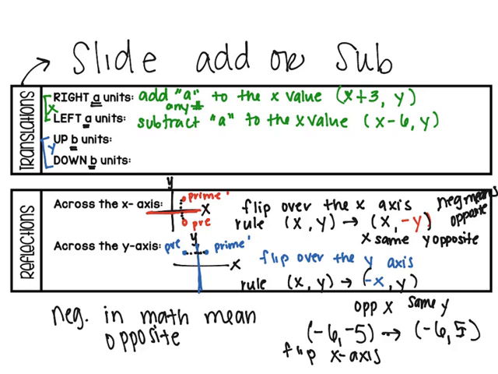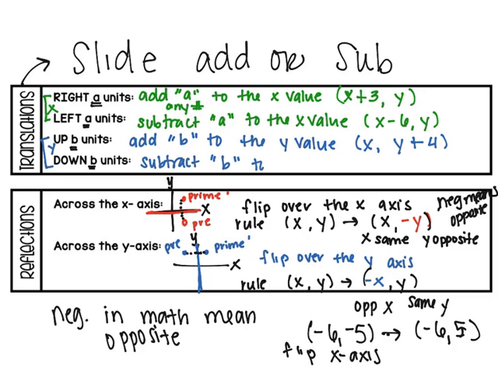Then going up or down, going up would be add any number B to the y value. So that would be (x, y + 4). And then going down would be to subtract any number B from the y value. So that would be (x, y - 10). In this case, if you are someone that is like a Miss Witten and you like to count, I would count to the right 3, or I would count to the left 6, or in this case, I would count up 4 or count down 10.